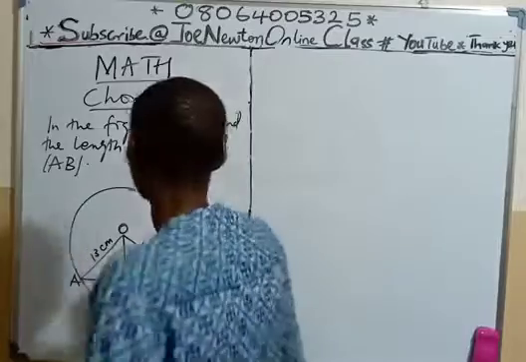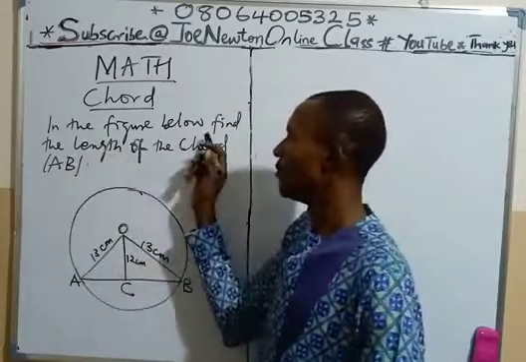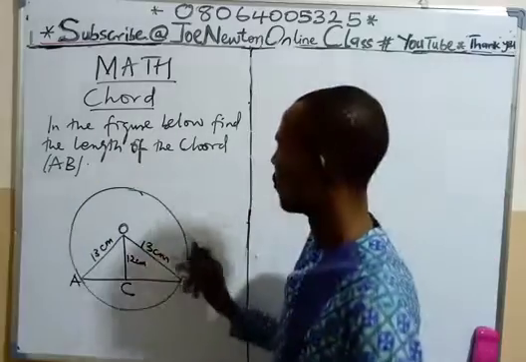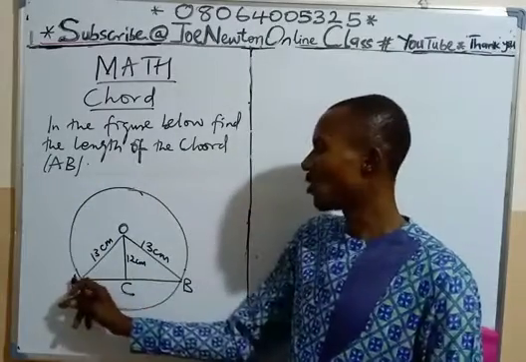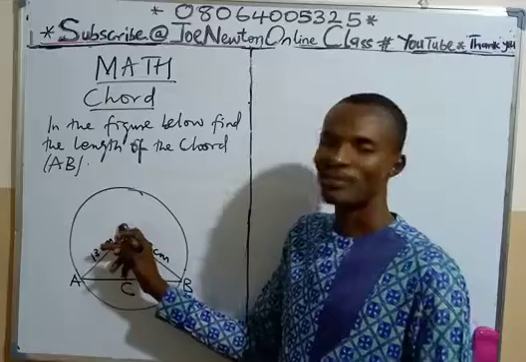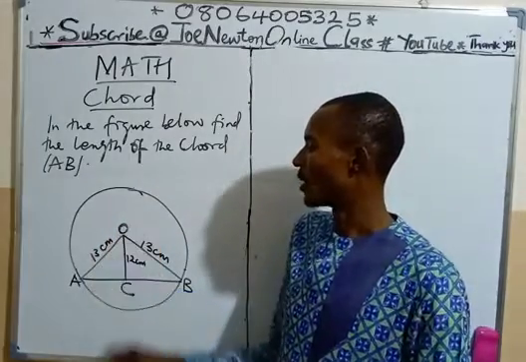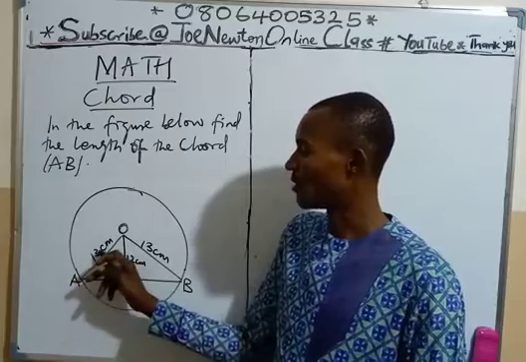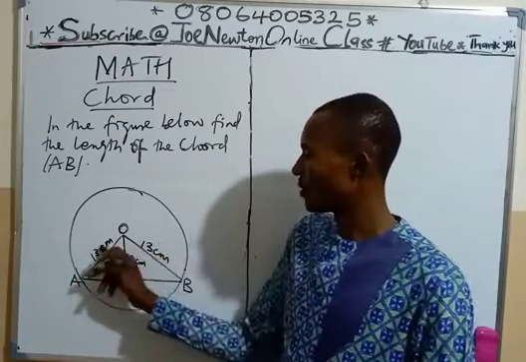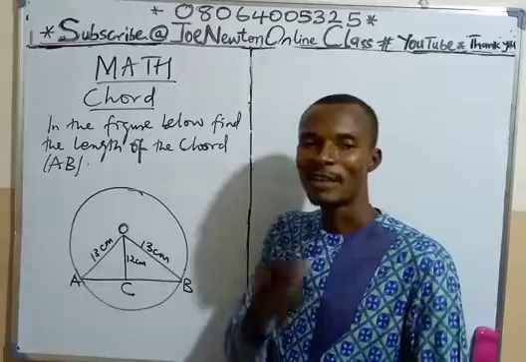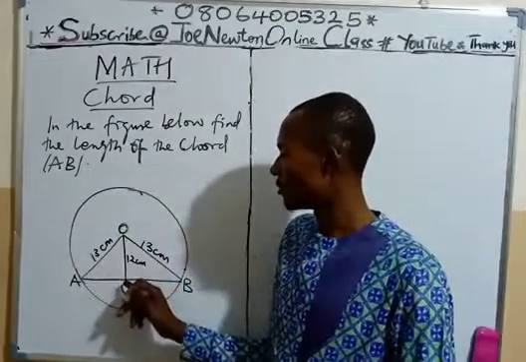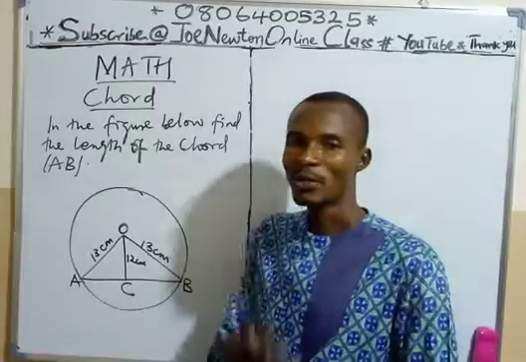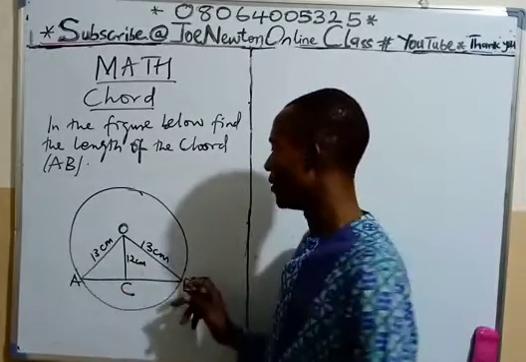Okay, now the question says that in the figure below, find the length of the chord AB. Look at the figure. We have a circle. We have our chord AB. Then O is the center of the circle. Then we have here the line from the center to the circumference. These are the radii of the circle. Then there is a distance of the chord from the center of the circle to the point C, given as 12 centimeters. We are asked to find the length of the chord AB.